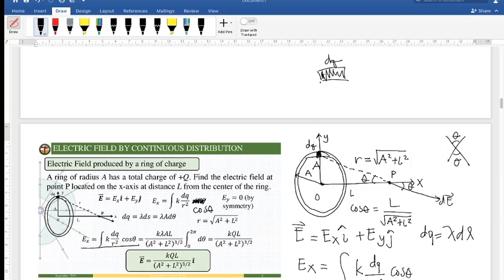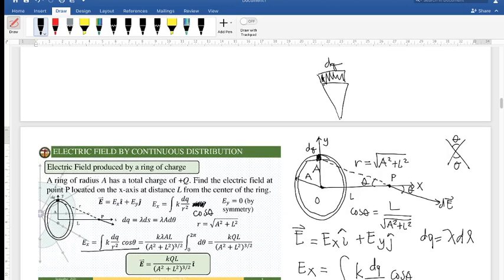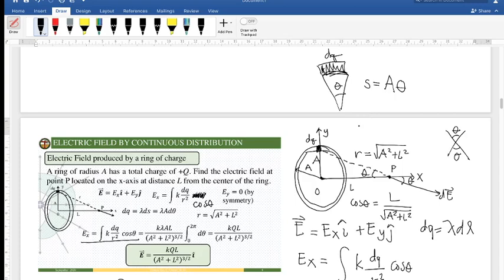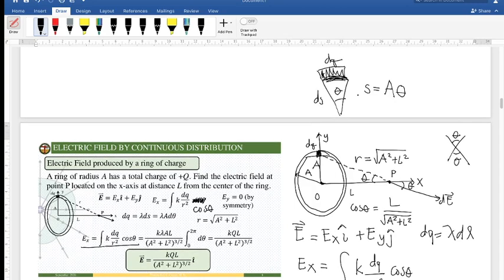This one is actually related to what they call the arc length. So this is your arc length, di ba? That is equal to s equals the radius, which is a, times the angle theta. But your arc length is actually equal to ds, because the space occupied by dq is just equal to ds, or the arc length.